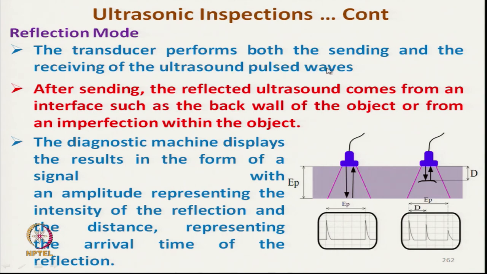So, the transducer here performs both the sending and receiving of the ultrasound pulse wave. It sends an ultrasound pulse and receives. After sending, the reflected ultrasound comes from an interface such as the back wall of the object, or from an imperfection within the object, any damage. So, it can come reflected from the back wall or from this imperfection, and then we get a plot, and looking at the distance between these peaks, we can get an idea about the presence and even the location of the damage. Suppose the location is close to one surface, then the distance will be smaller. If it is farther from the generator, then we will get it at a higher distance.